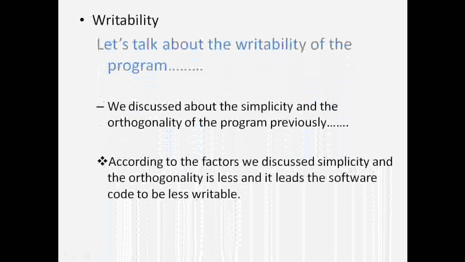The second criteria we are going to discuss is writability. As we discussed before, two factors that we evaluate the writability are simplicity and orthogonality. We have already discussed the simplicity and orthogonality of the software. So, according to the things we have discussed, we can say, since the software uses C as the language, it has reduced the orthogonality and the simplicity of the code. This has led to less writability of the program.